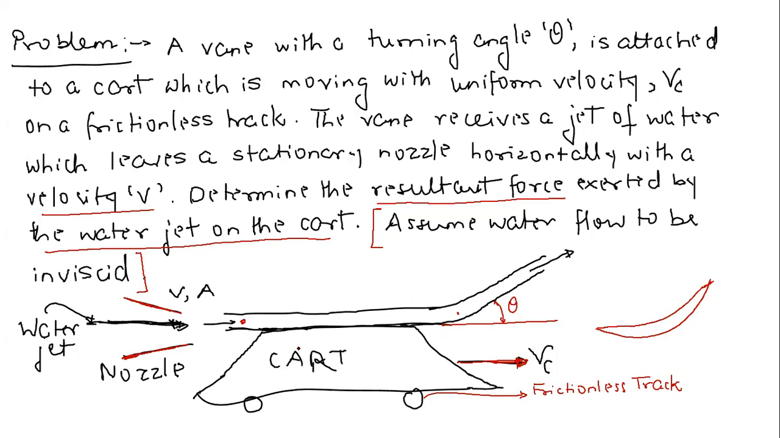Very easy. What is momentum? Mass into velocity. So mass is not changing. Definitely the mass of the fluid which is entering this vane, it has, let's say, a constant circular cross sectional area. So the mass flow rate is almost going to remain the same. So what is changing here?